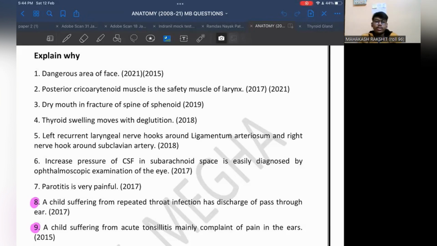So you guys are going to give your MD very soon. Before that, we are trying to discuss some questions of previous years' university questions, right? So today I will be discussing: explain valves of head neck region.